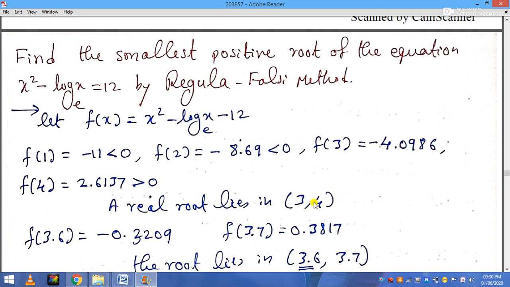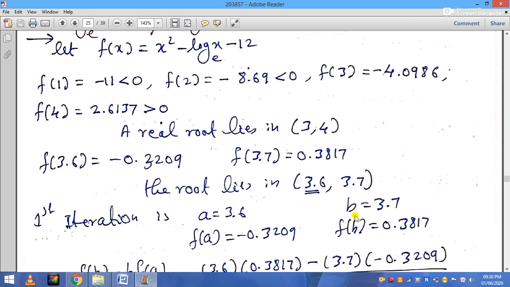For that, we check between 3 and 4 again for one negative and one positive value by substituting x equal to 3.1, 3.4, 3.5, 3.6 and so on, by trial and error. By substituting x equal to 3.6, we get f of 3.6 equal to minus 0.3209. Put x equal to 3.7, we get plus 0.3817. Therefore the root lies between 3.6 and 3.7. Now see the distance: it is 0.1.